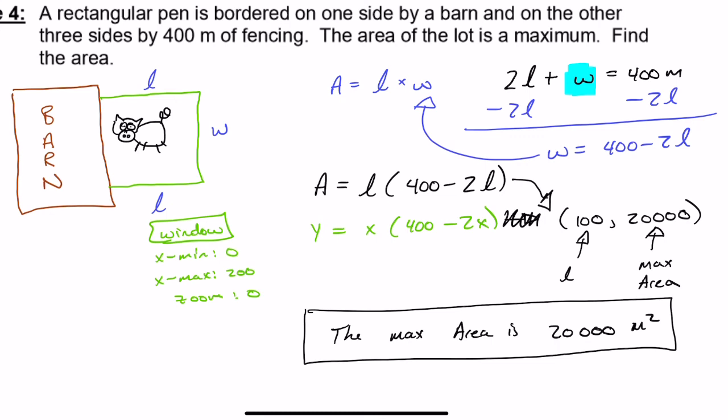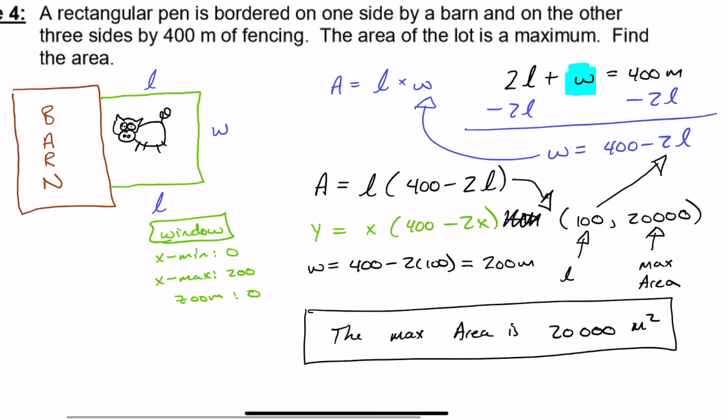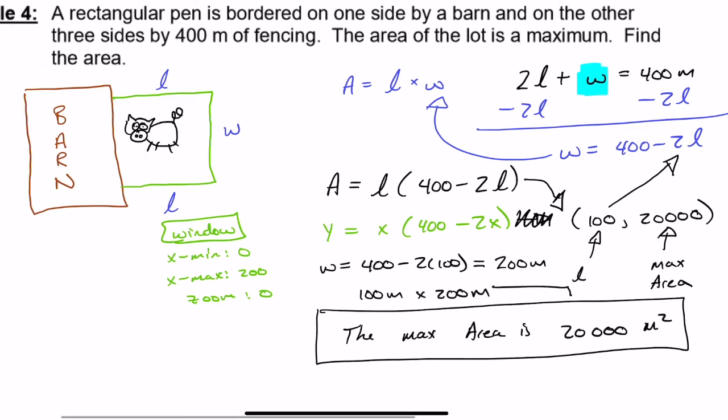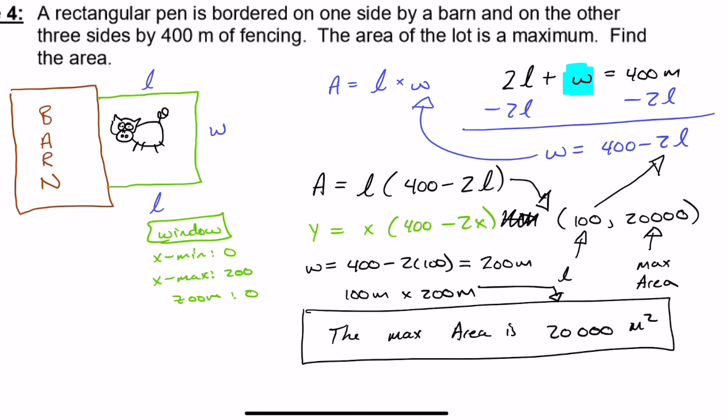If you want to figure out, well, what does this really mean? Take this 100, sub it in here, and we'll get the width. And you can go, okay, the width is 400 minus 2 times 100, which is 400 minus 200, which is 200 meters. So basically, we got a pen that is 100 meters by 200 meters. And it gives you that max area. So we didn't have to find this, but this is just showing you where the info comes from.